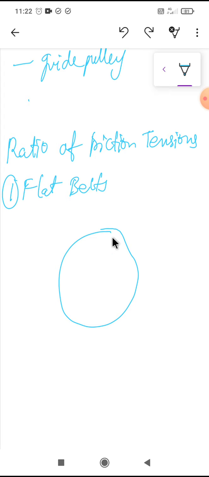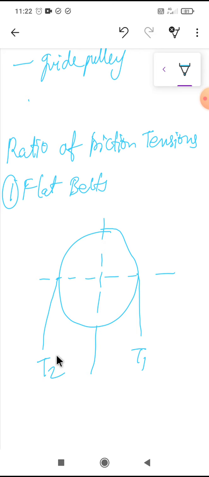Let me draw the center axis first. So these are the center axes. The belt is leaving from here, from the center of the axis. There will be tensions T1 and T2 in both directions, so here there will be tensions on the slack side and on the tight side.